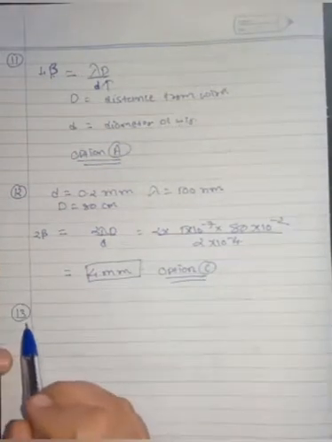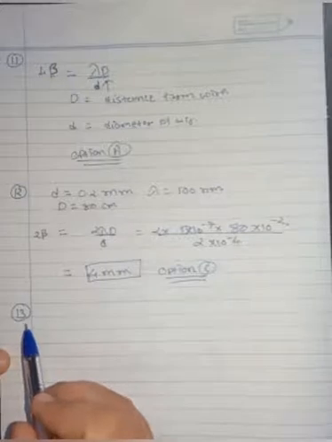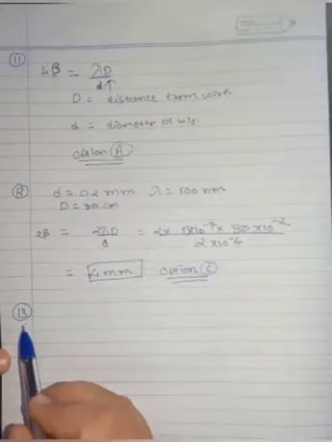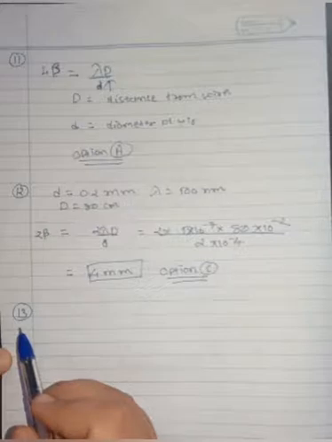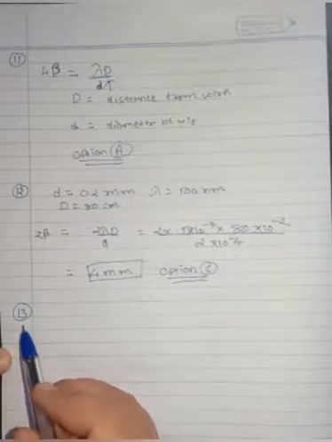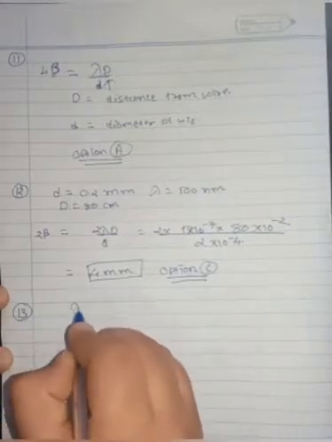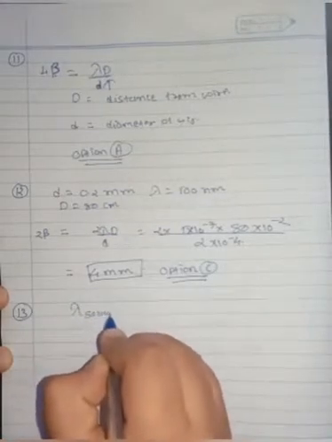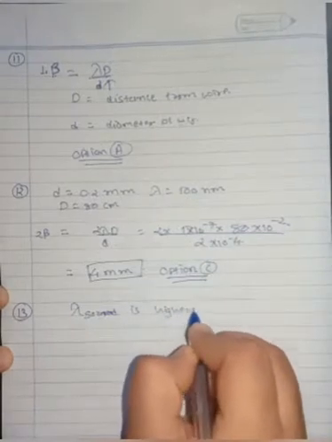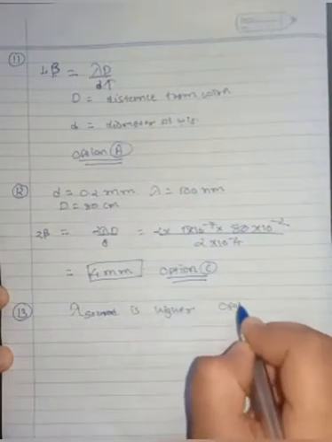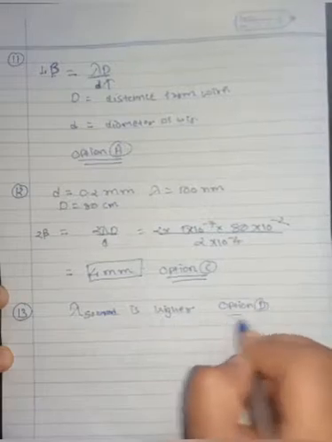In question number 13, diffraction effects are easier to notice in the case of sound waves than in the case of light waves because, due to the longer wavelength of sound, the diffraction occurs more. So the reason is the wavelength of sound is higher. So option D is the correct option.